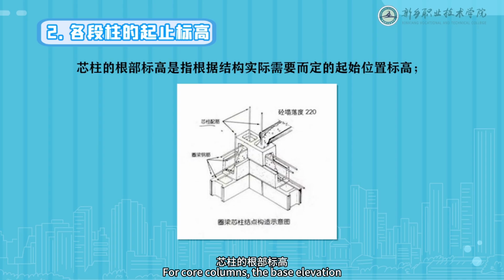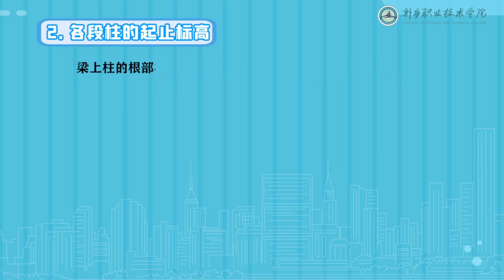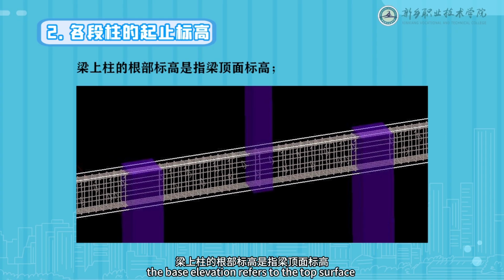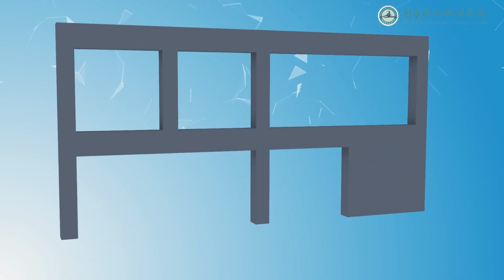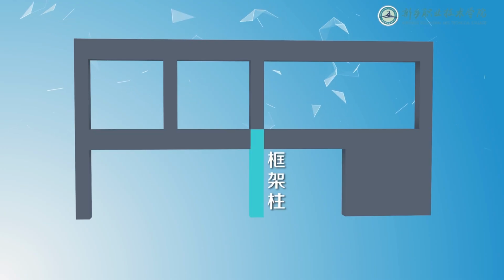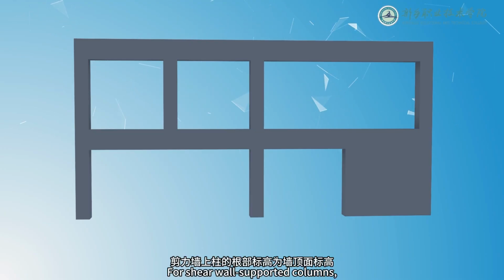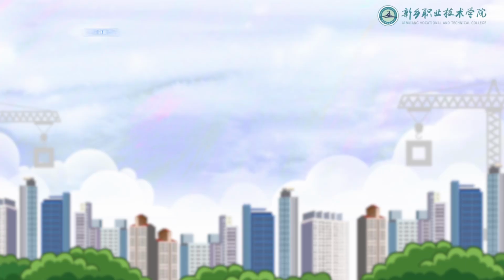For core columns, the base elevation is the elevation of the starting position determined by the actual structural requirement of the foundation. For beam-supported columns, the base elevation refers to the top surface of the supporting beam. For shear wall-supported columns, the base elevation refers to the top surface of the supporting wall.